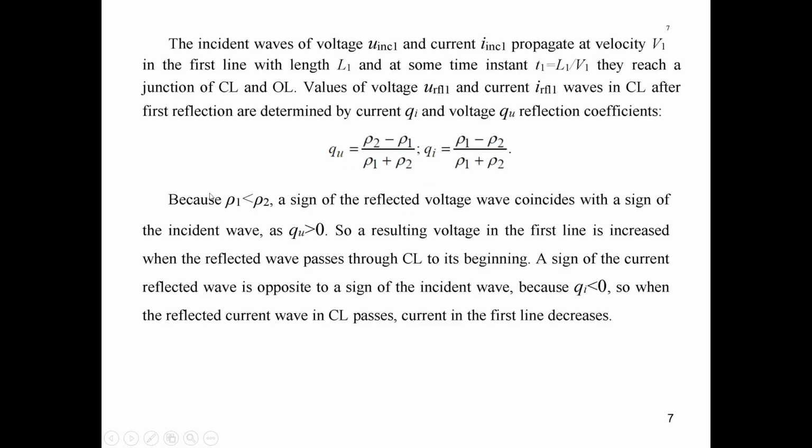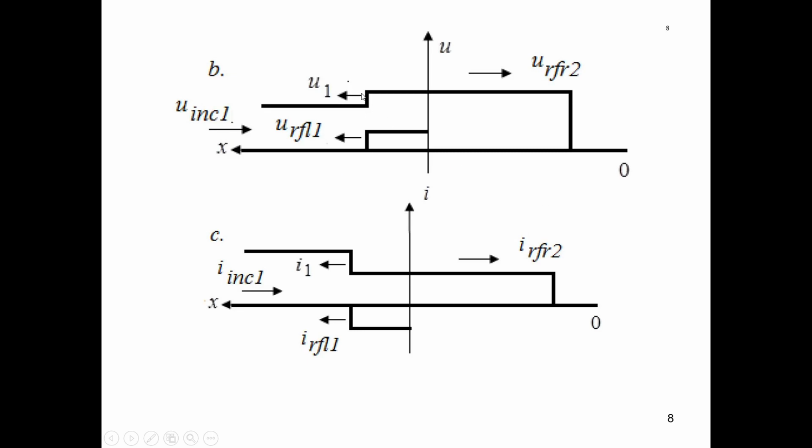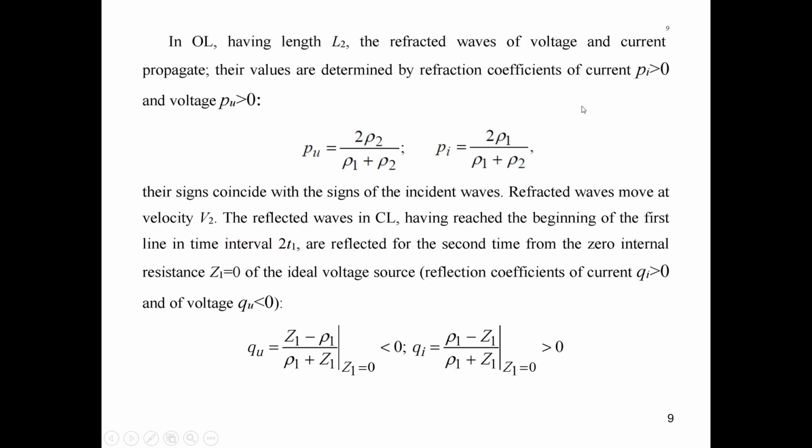And as we assign that the own impedance of the first line is less than the own impedance of the second line, we have these coefficients Qu and Qi. Qu, the reflection coefficient, will be greater than 0 and Qi will be less than 0. Therefore, here we have the same sign of the reflected wave as of the incident wave, so the resulting wave which propagates from the junction in the first line will be greater than the incident wave, and therefore the refracted wave, which is equal to the sum of incident and reflected wave at the junction of these two lines, will be greater than the incident wave.